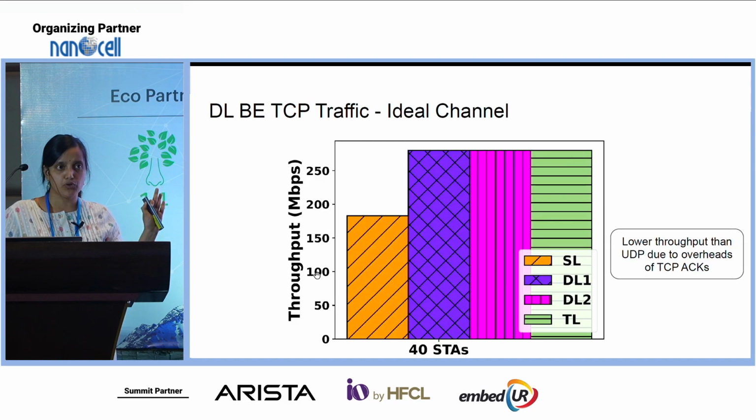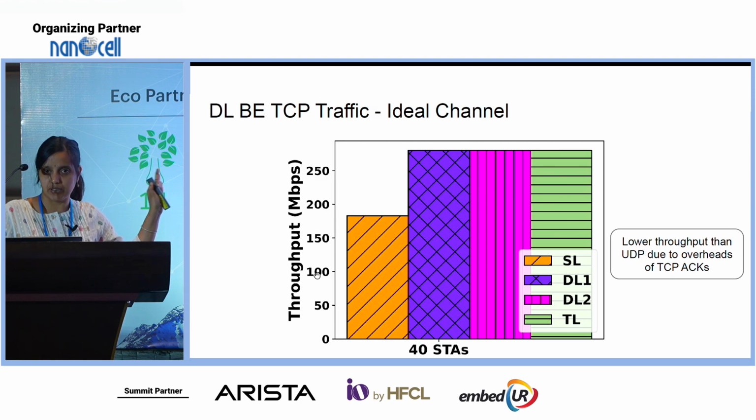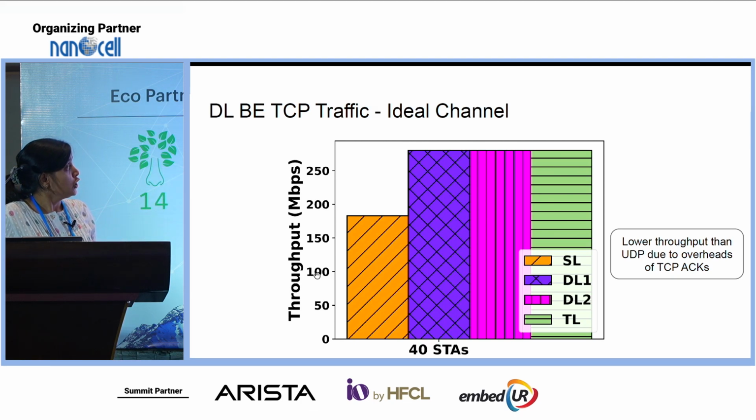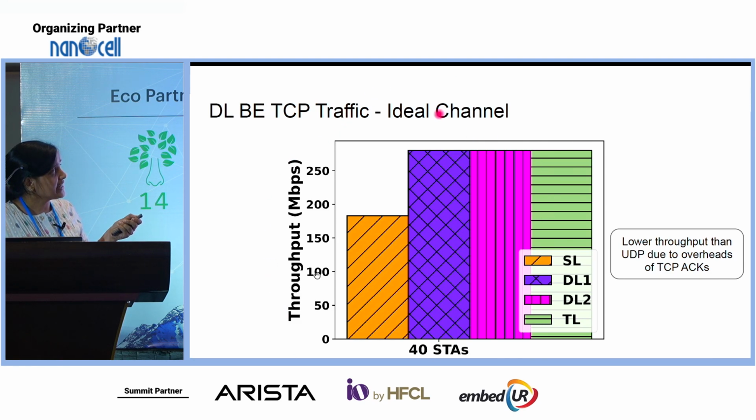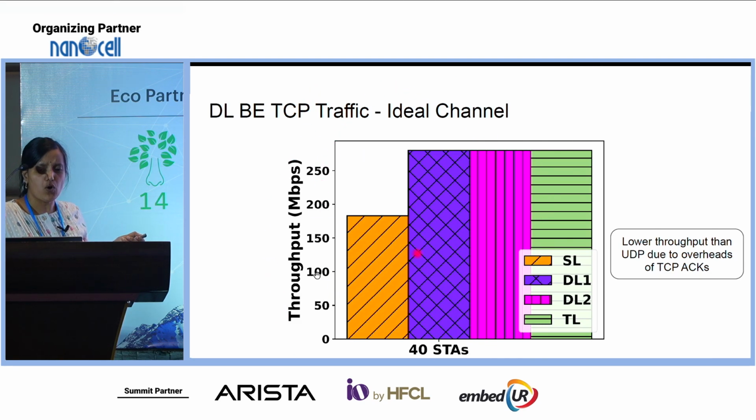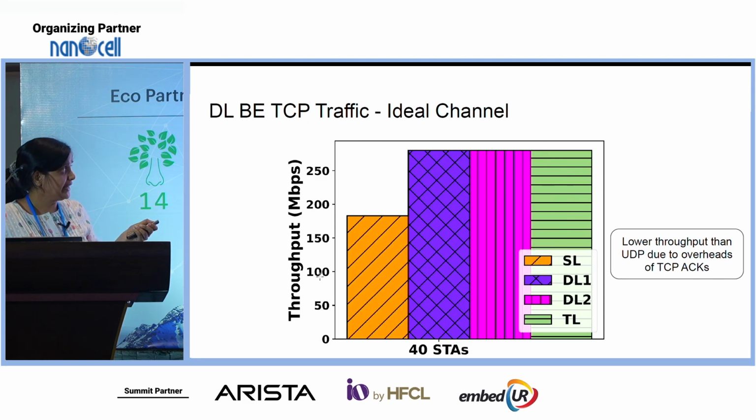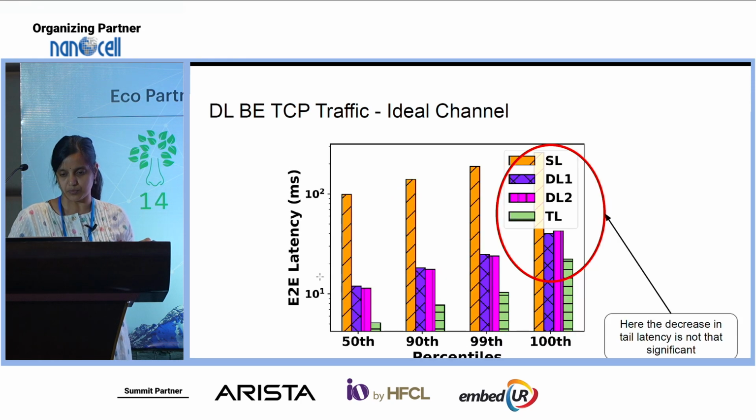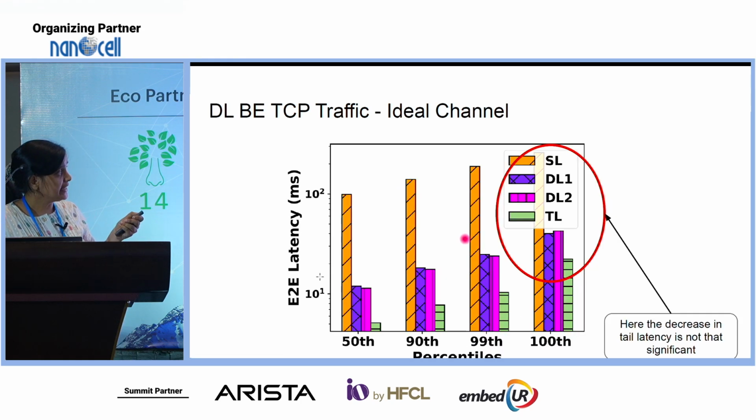So this I am going to contrast with whatever we have seen in case of UDP. So in TCP, we see that the throughput is lesser than whatever we got with UDP, although with multiple links the throughput increases. Okay? And this lowering of throughput is because of overhead due to TCP acknowledgements. Now when I look at latency reduction, yes, the latency reduces.